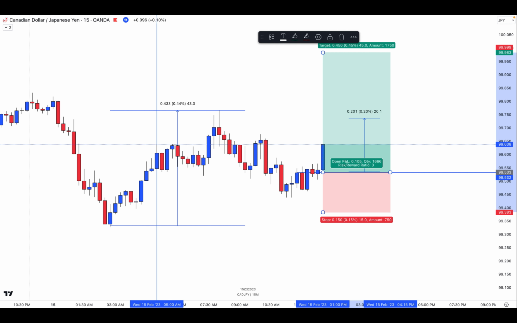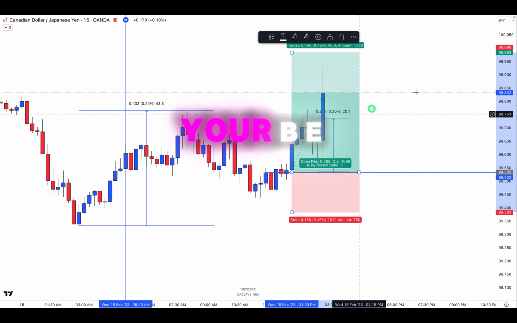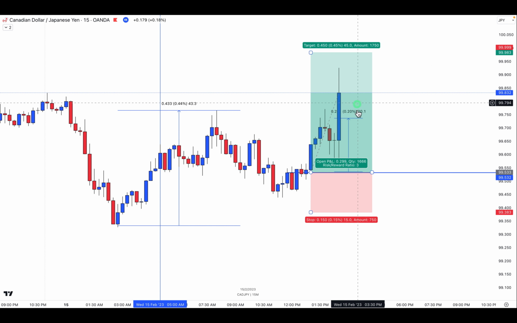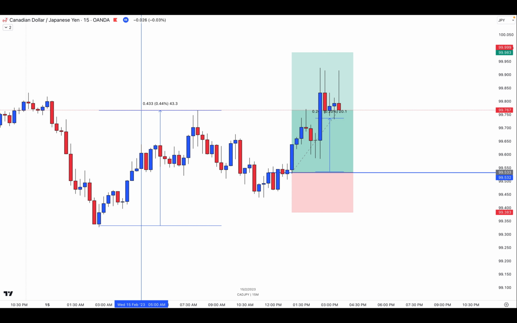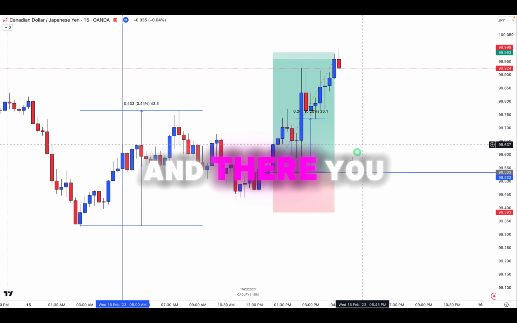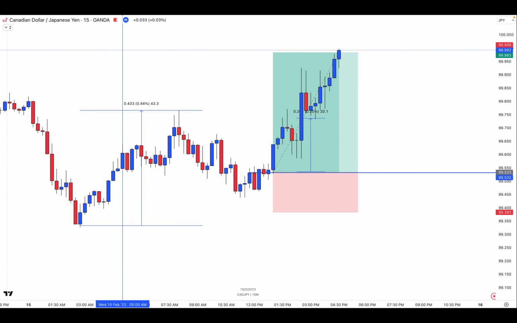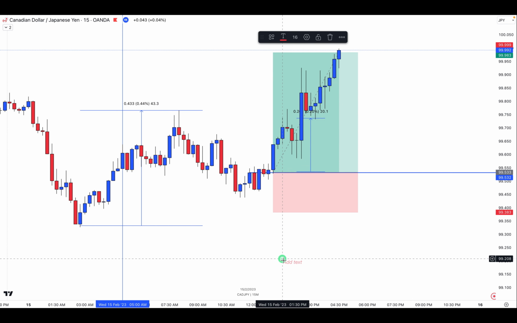Yeah, if you go there, this is where you set your BE, but it retraced back, but it never really hit the BE point. Let's see if it would actually hit take profit, and there you see the trade will be hitting a take profit. So you would have made a total of 3R from this trade.